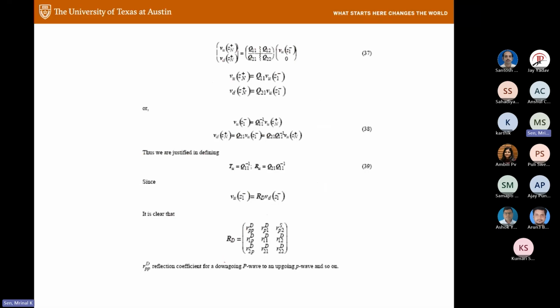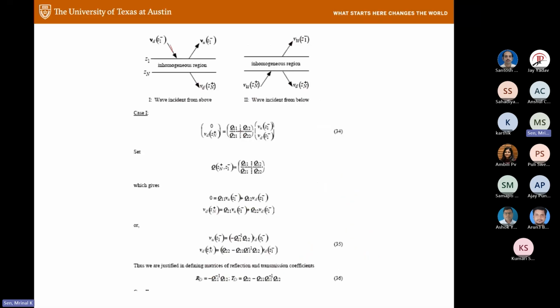So now here there are four matrices: RD, TD, RU, and TU. This corresponds to the reflection coefficient matrix for the downgoing wave. This is transmission for the downgoing wave. This is the upward reflection coefficient. This is the upward transmission coefficient for the two scenarios that I talked about here.